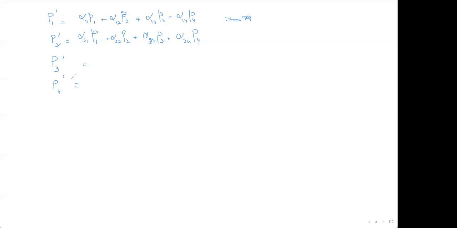Now also we have obtained, let me write this: alpha 3 1 P1 plus alpha 3 2 P2 plus alpha 3 3 P3 plus alpha 3 4 P4. Then this will be alpha 4 1 P1 plus alpha 4 2 P2 plus alpha 4 3 P3 plus alpha 4 4 P4.